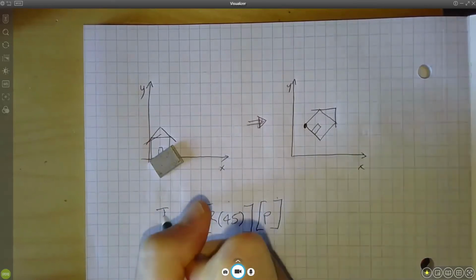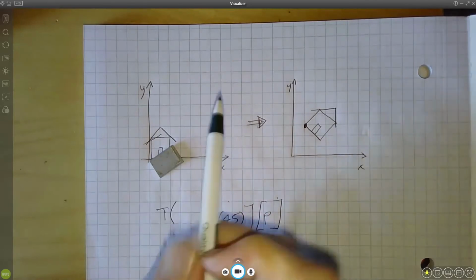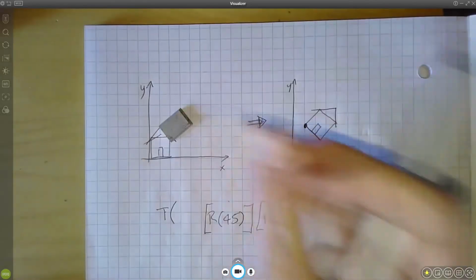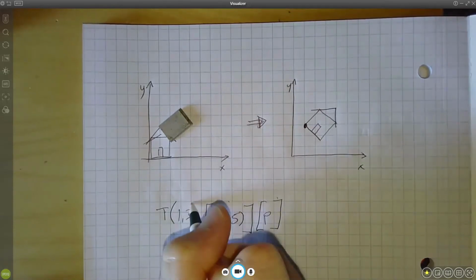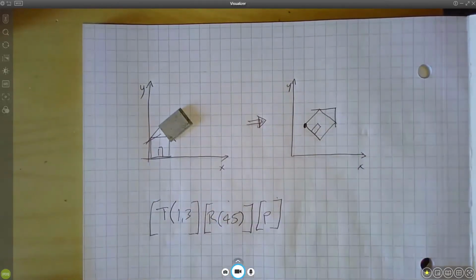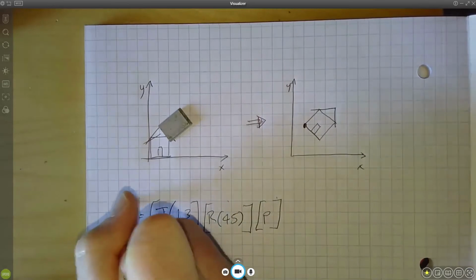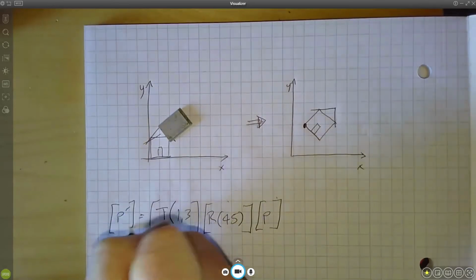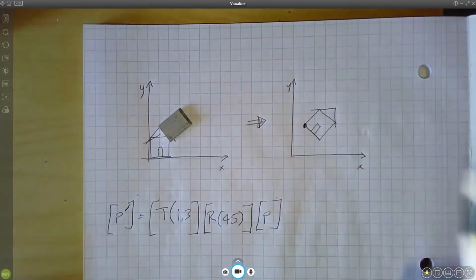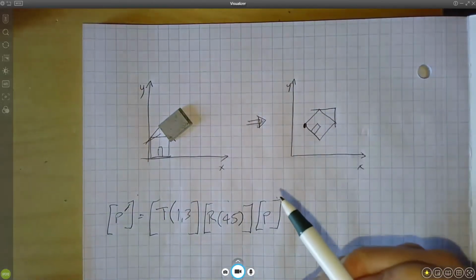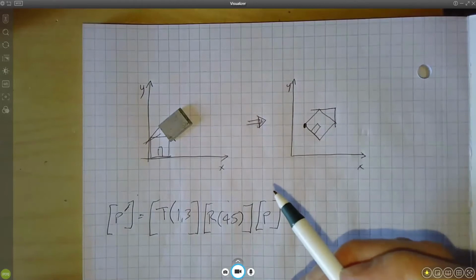So the next thing is we're going to translate, and we're going to move it. We want to move it up to here, right, in order to match this. So we're going to translate by 1, 3. And this is also a matrix. And if we multiply this, we're going to get an output for P prime.